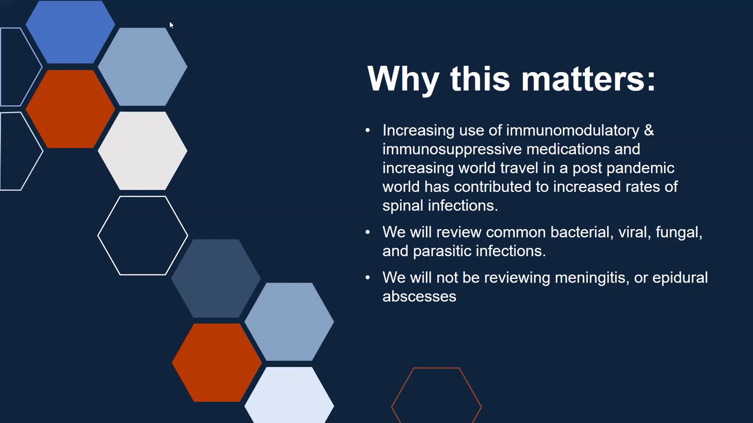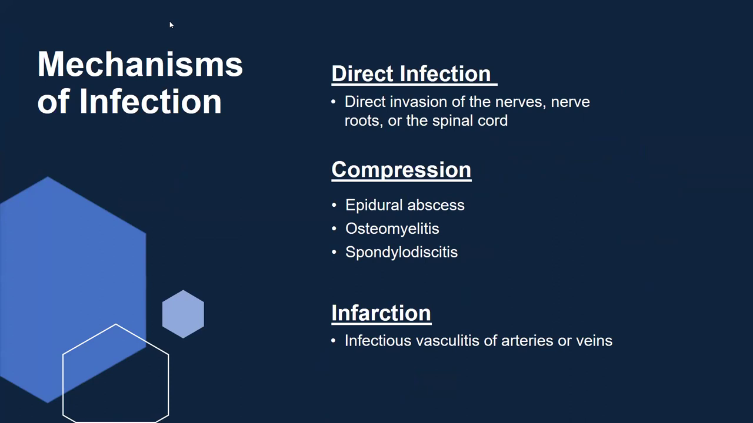To understand infectious diseases of the spinal cord, it's important to understand that infection can occur via different mechanisms. The first being direct invasion of the nerves, nerve roots, or the spinal cord itself. There can also be compression secondary to epidural abscess, osteomyelitis, or spondylodiscitis, just to name a couple. Or there can be infarction due to infectious vasculitis.